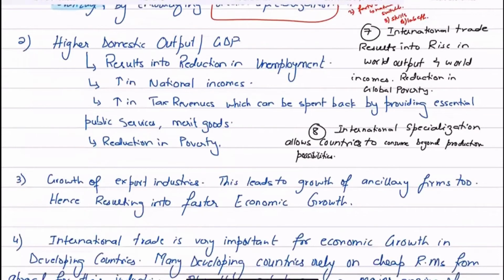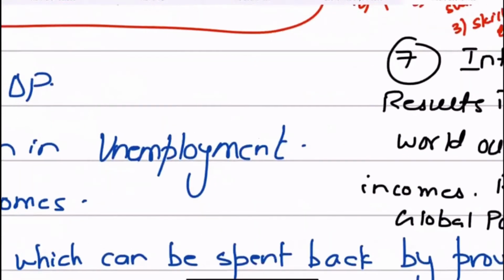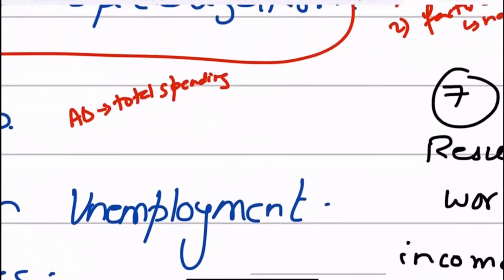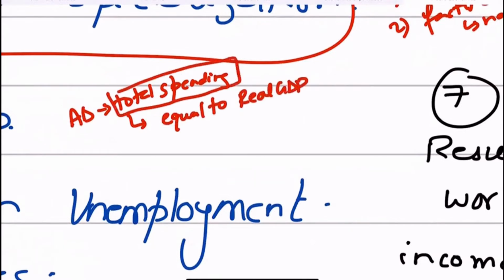Part 2 is, obviously, because of free trade, if you remember the AD equation, aggregate demand is basically total spending, right? Now, this total spending is equal to your real GDP, because when you spend, firms produce. We discussed this in the circular flow of income, right? So aggregate demand is responsible for generating an equivalent amount of real GDP. That total spending is equal to an equivalent amount of real GDP being generated.